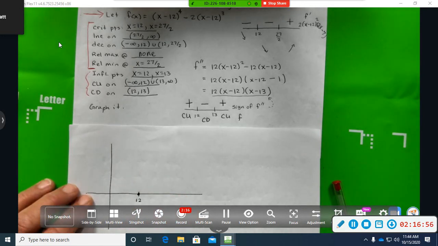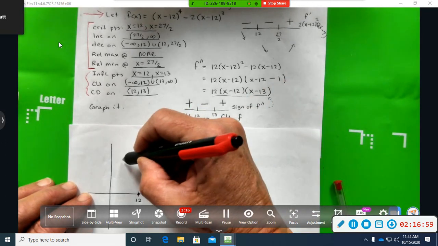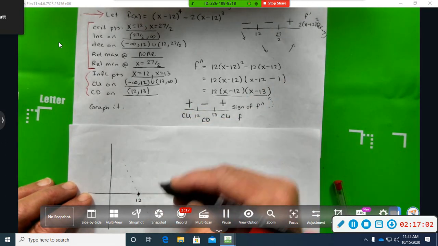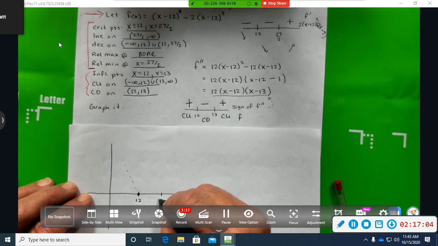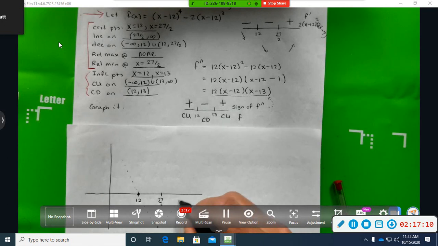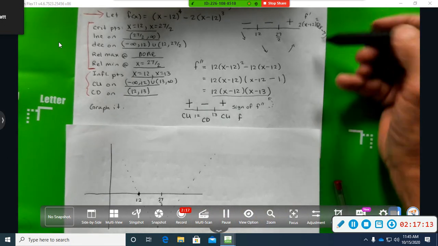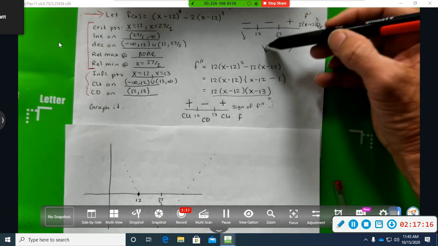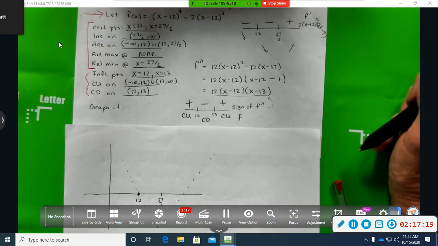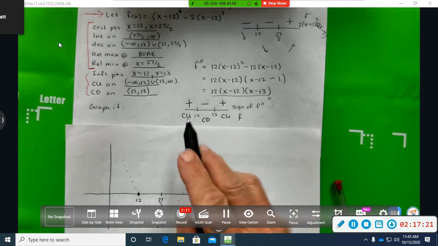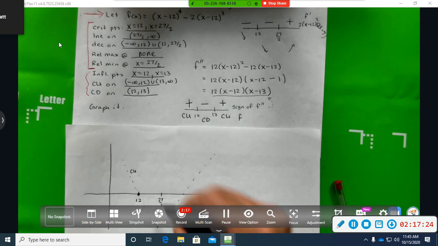And if it has to, according to this information up here, drop, continue to drop, let's put 13 halves here. That's going to be some negative number. And then it's got to climb. That's what this part tells us. Drop, drop, climb. But it's got to drop in such a way that it's concave upward here between 12 and 13. So let's put 13 right here. It has to be concave downward. And then past this point, it has to be concave upward.